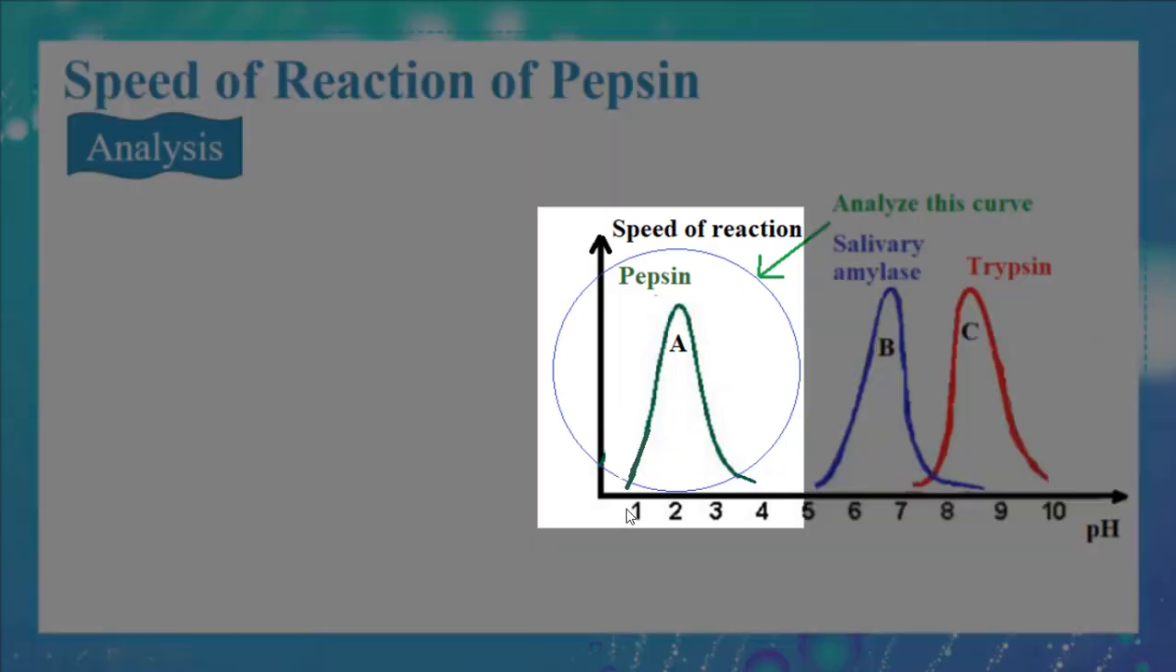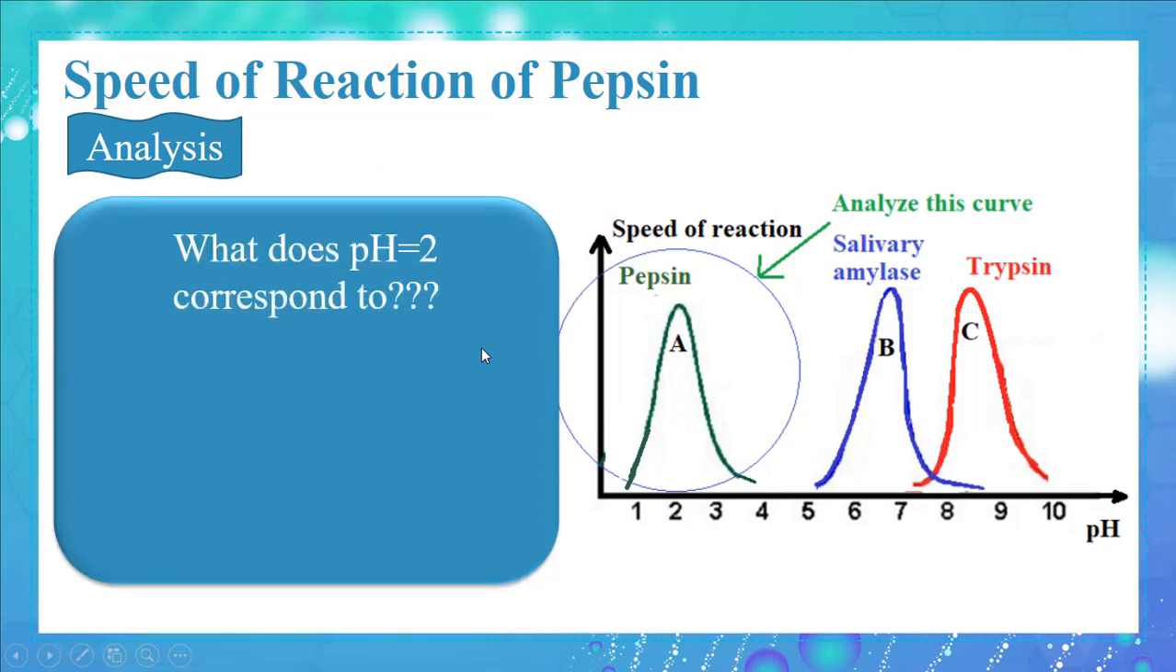How was the speed of the reaction at pH equal 1? Well, it was negligible. It is null. What happened to the speed of the reaction when the pH became 2? Well, the speed of the reaction increased to the maximum. Now, how did the speed of the reaction vary when the pH increased to 4? The speed of the reaction decreased until it became null again.